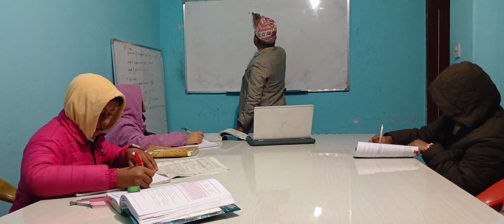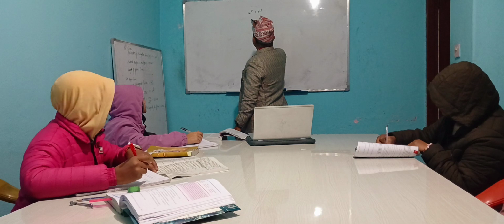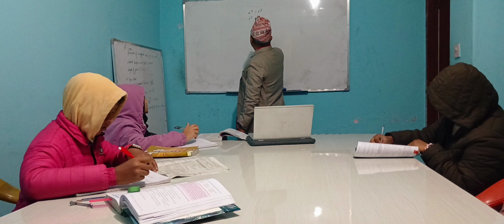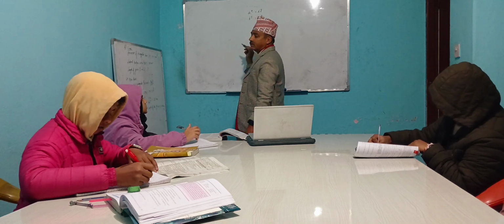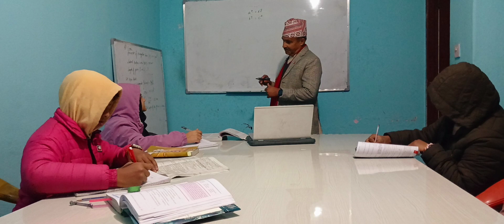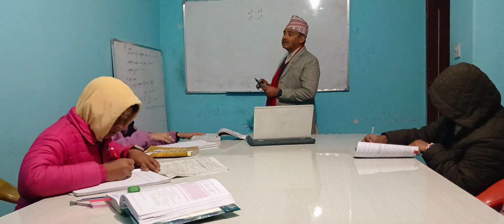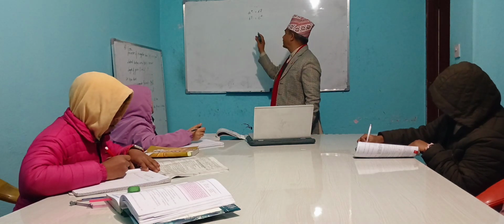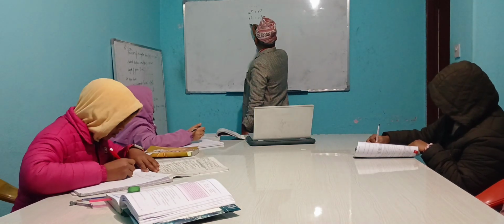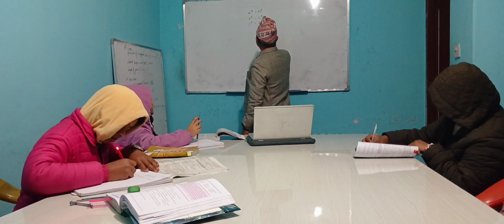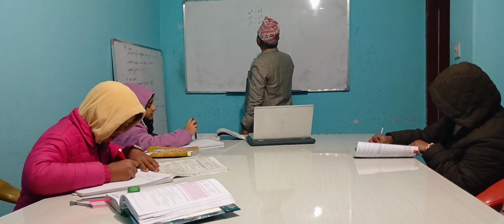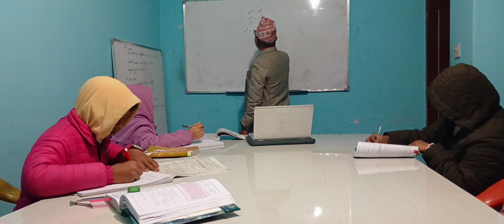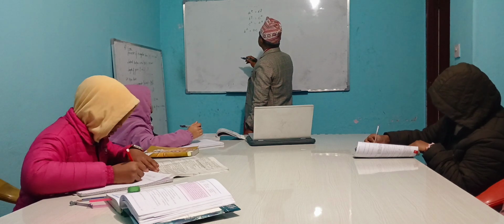a power x equals b power y, right? Then b power y equals c power z. They say g, we say z. And what is next? c power z equals... And b square equals ac. b square equals ac, a multiplied by c is given, right?